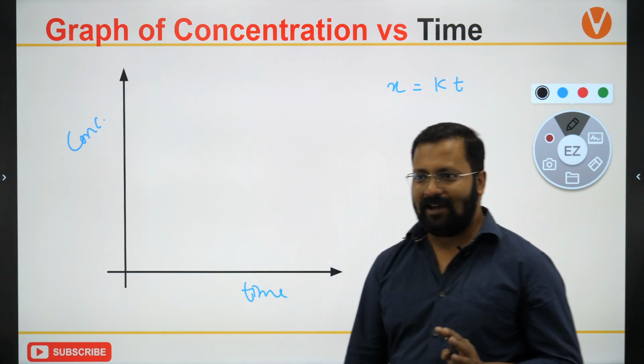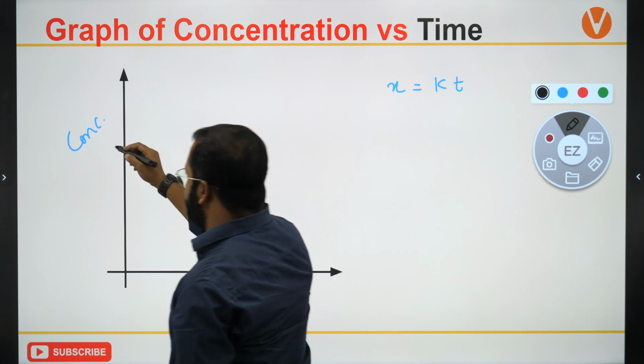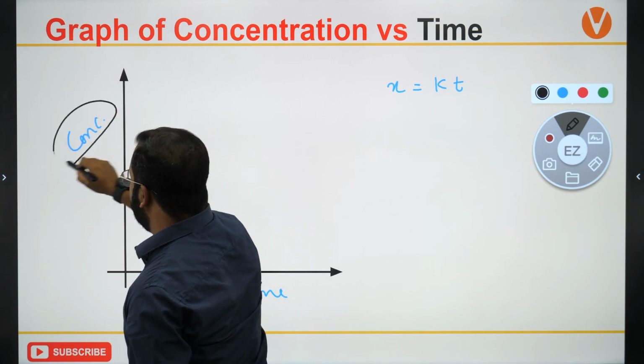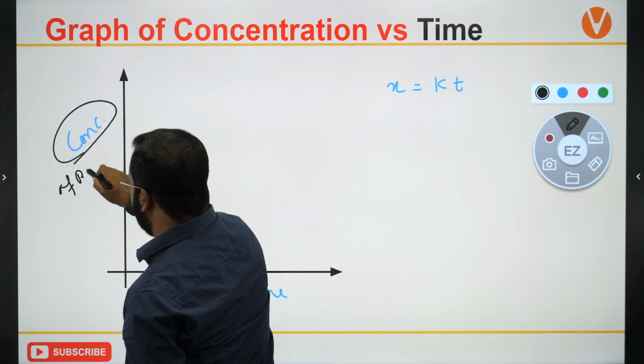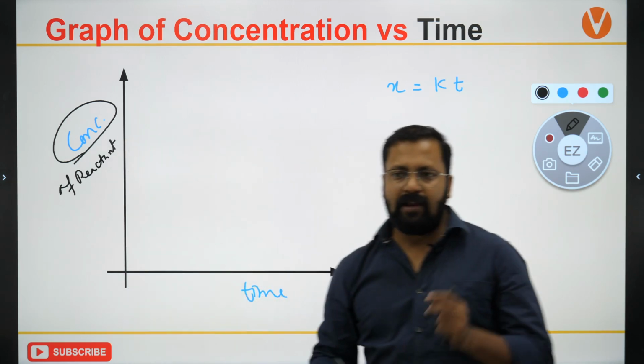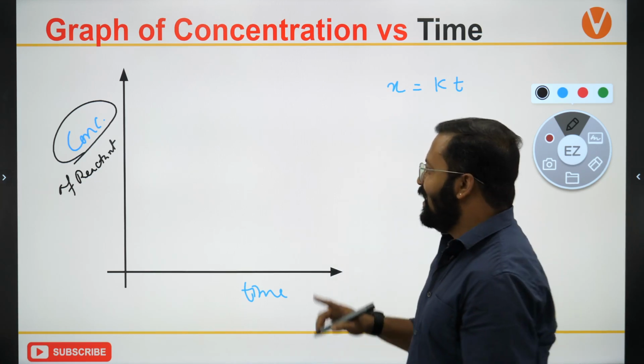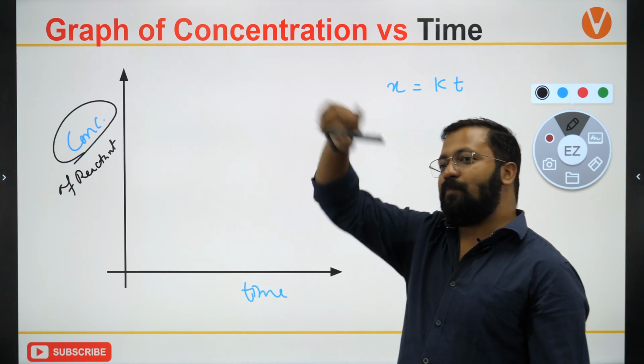It's not a parabola. Try and understand, not a parabola. When you take concentration of reactant, whenever we draw it, we invariably consider a straight line passing through the origin. No. For product it will be a straight line passing through the origin.